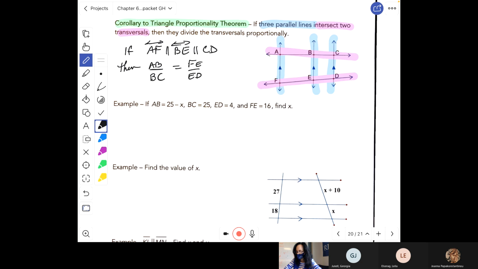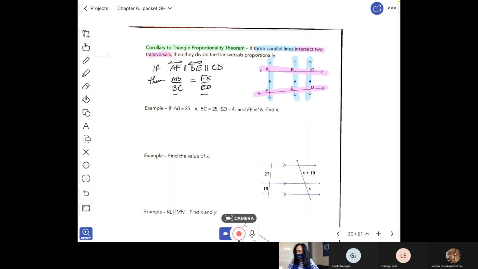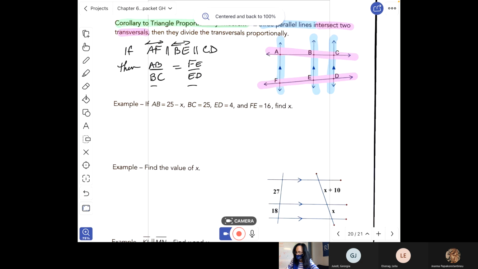Now, could I have written that another way? Absolutely. I could have taken the reciprocal of each of these, and they'd still be equivalent. And I could have also done AB over FE equals BC over ED, right?